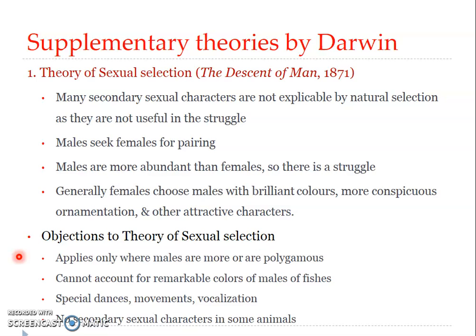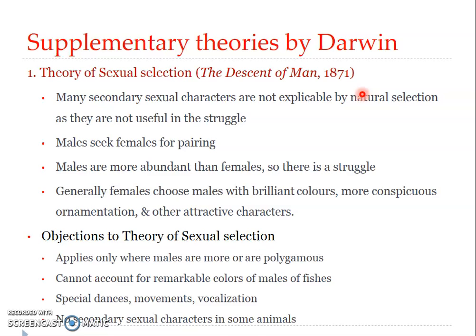So these three theories are the ones proposed by Charles Darwin, and in this presentation we'll be looking into them in detail. Okay. The theory of sexual selection was proposed by Darwin in his book entitled The Descent of Man in 1871, and he proposed his theory to account for the origin of secondary sexual characters which could not be explained by natural selection.